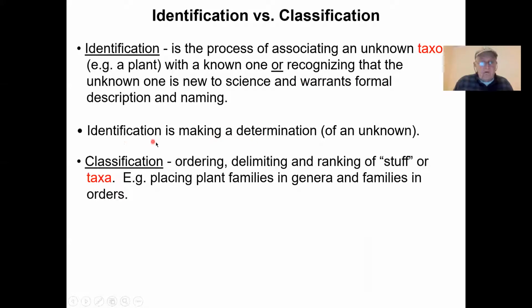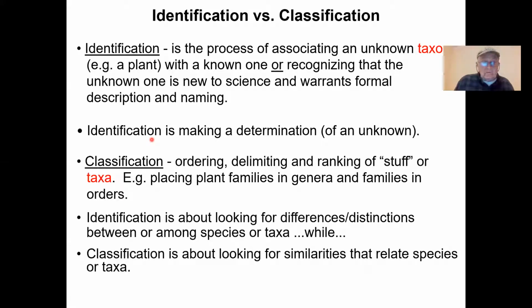Now, I said identification is also known as determination, and I also talked about the process of circumscription. All right, this last bullet is really important because it goes back to that definition. When you're identifying something, you're emphasizing differences between it and its closest relative. If they're in the same genus, you're separating a congener from another one, like two species of maple in the same genus, and you're worrying about differences.